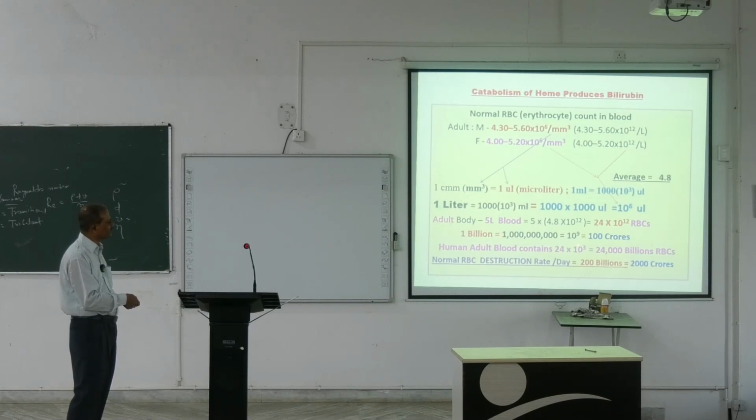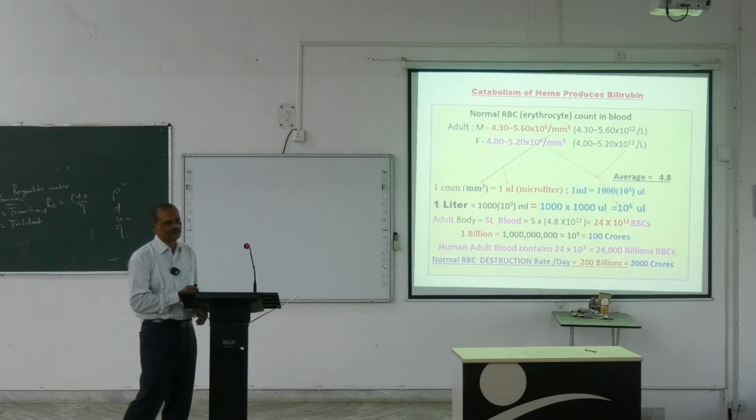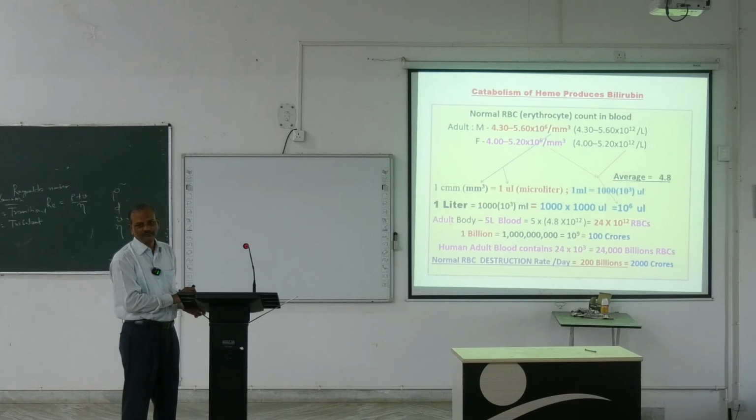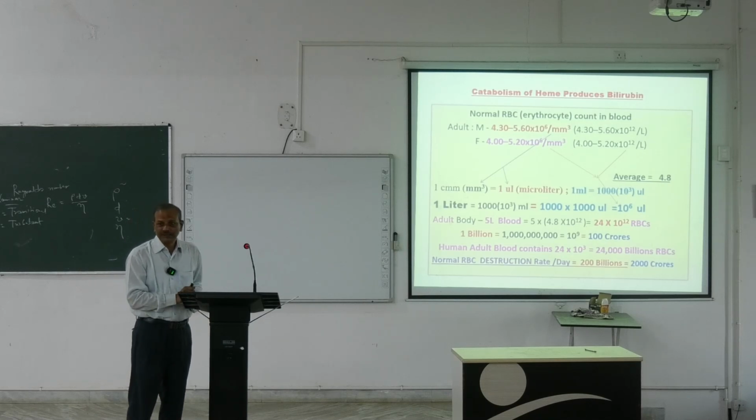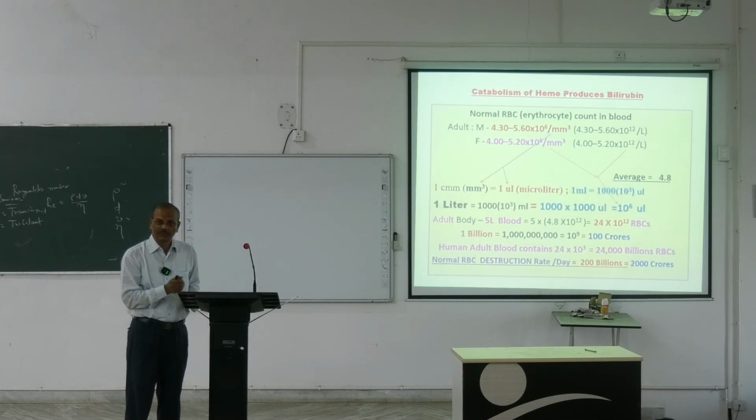1 billion is equal to 100 crore. Human adult blood contains 24,000 billion RBC. Why is this figure important? Because normal RBC destruction rate per day is nearly 200 crores. Per day normal RBC breakdown. That means this much amount is produced also.